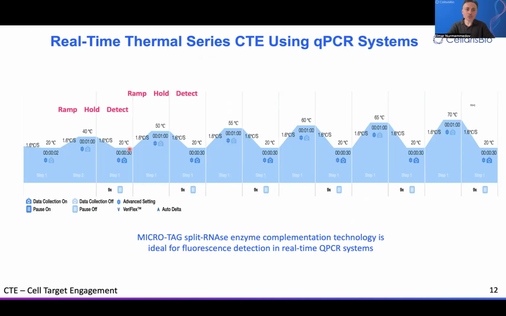And then we go to the higher point. Now we have 50 degrees Celsius, ramp to 50, hold at 50, then go back to 20 degrees Celsius, detect fluorescence. And now repeat that for 55, for 60, 65, and 70 degrees Celsius to a point where you want to stop. And eventually you will stop the process, extract the data, and you have a new type of target engagement data for your drug discovery purposes.